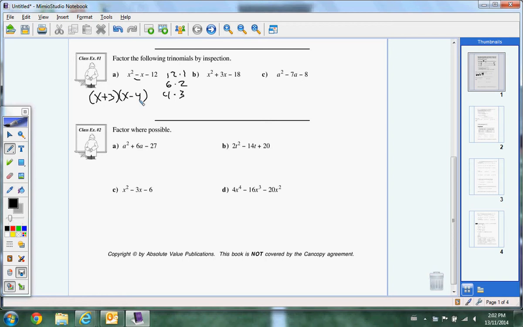Okay, so I'll do part B here and show what I'm talking about. So 18, okay, 6 and 3 jump to my mind. The middle is that positive or negative? So I want my bigger number to be positive. So it's going to be x plus 6, x minus 3. Is everybody okay with that? To me, it's a little quicker than adding and subtracting them both ways to see which one works.